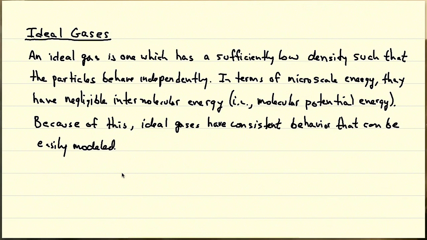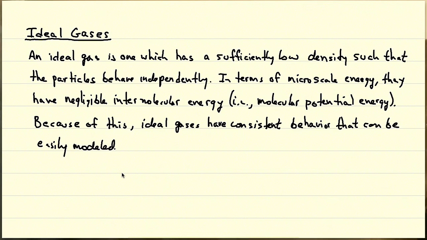They have consistent behavior, which can be modeled very easily, right? So we have essentially a model, and you're all familiar with this model. It's PV equals nRT. We'll get to that in just a moment. But they have very consistent behavior that we can easily model, and they have consistent behavior in terms of how their energy changes during a process, how their entropy changes during a process. All of those important things, and we will get to that later on today.